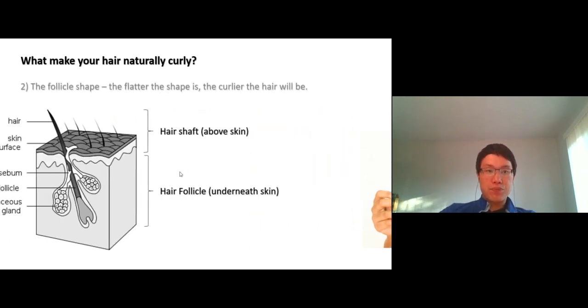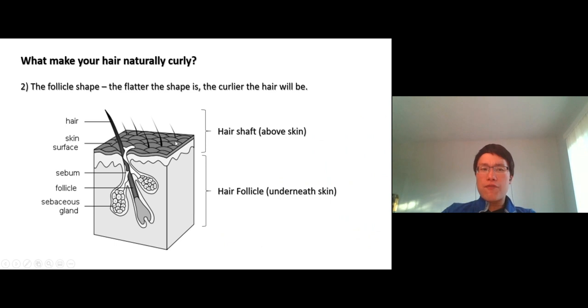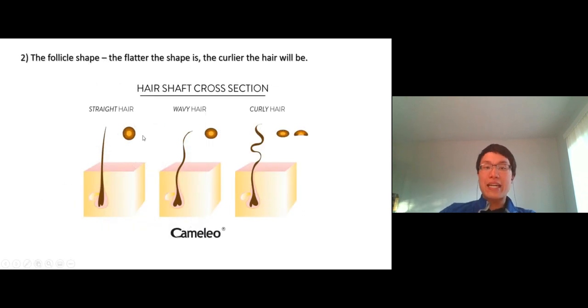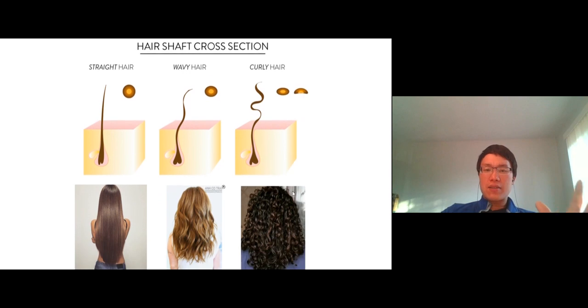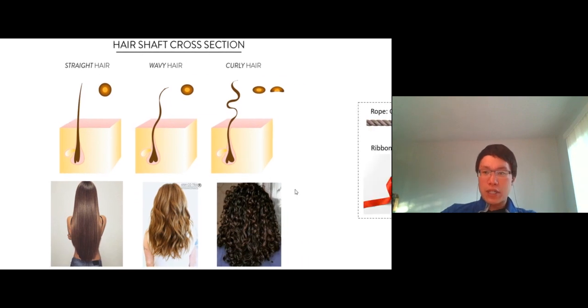Now next, another factor. There are multiple factors. Look at the hair follicle. We're going to look at a cross section of the hair down here, the hair follicle. If the cross section is a circle, you have straight hair; oval, kind of wavy hair; and if you have curly hair, your cross section is kind of flat, a half circle, something like that. If you can imagine this, I'll give you some analogies.